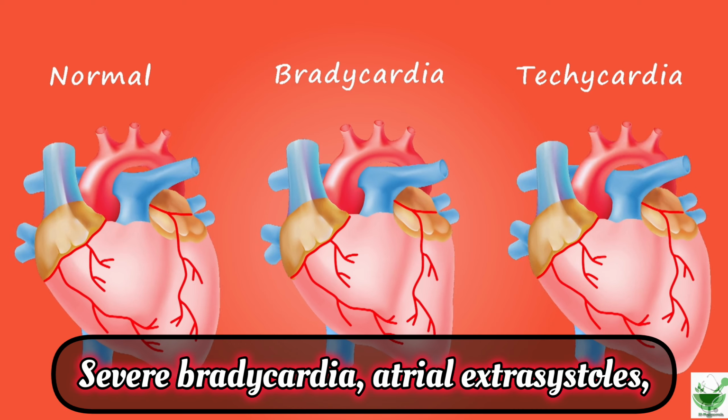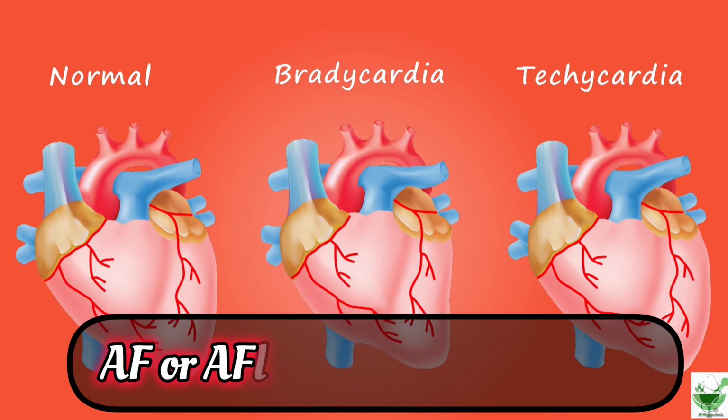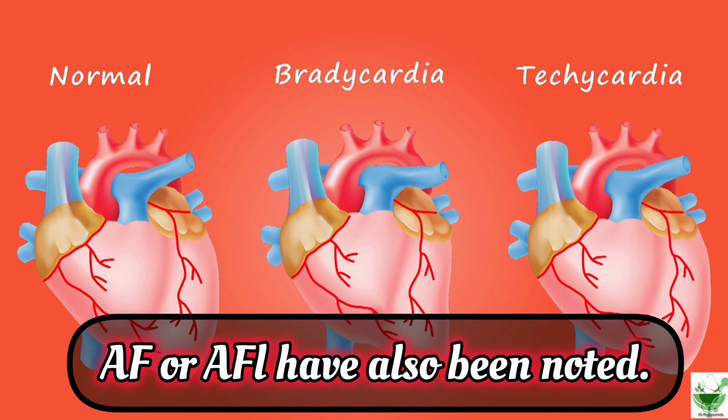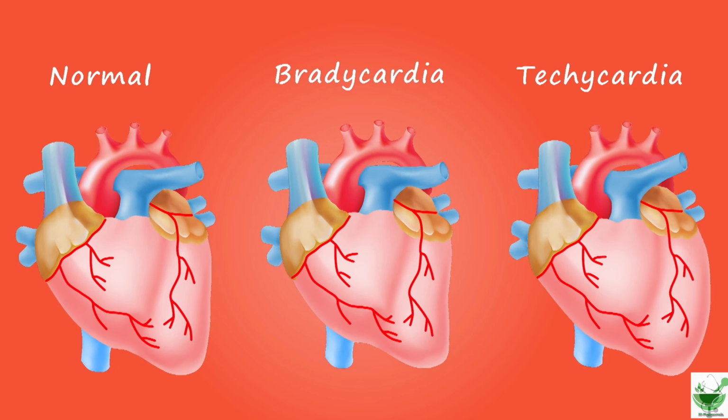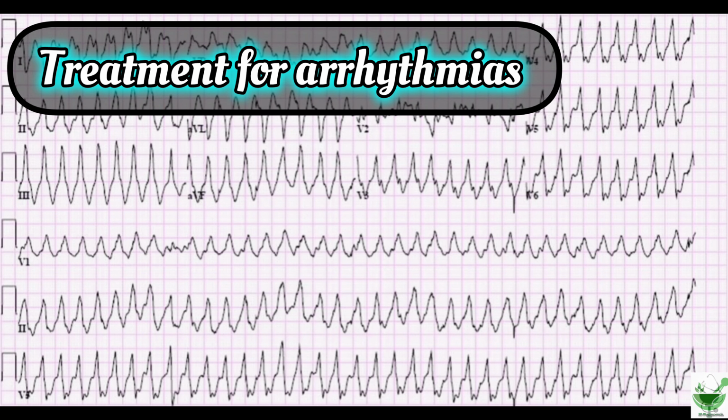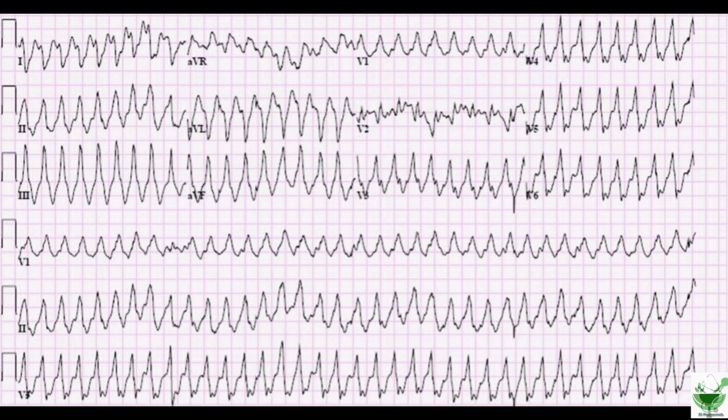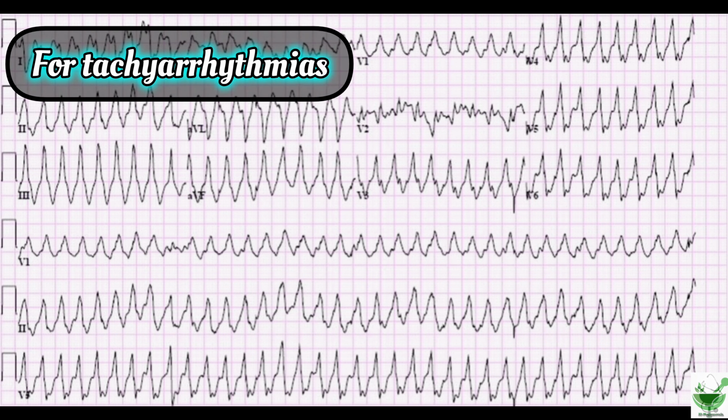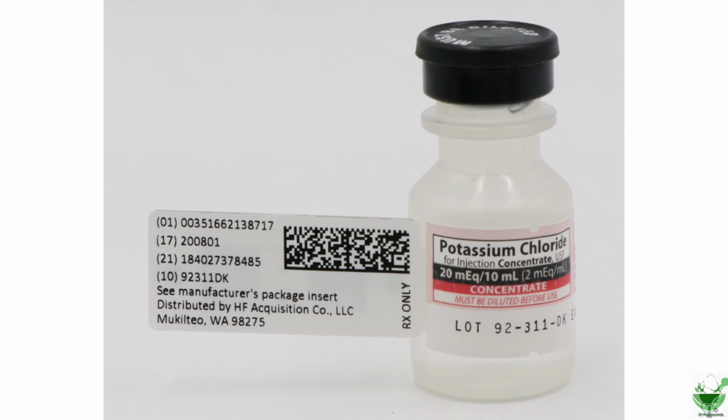Severe bradycardia, atrial extrasystoles, and atrial fibrillation have been noted. Then treatment for these kinds of arrhythmias or toxicities. For tachyarrhythmias, when caused by chronic use of digoxin and diuretics, infuse potassium chloride 20 millimolar per hour IV or give orally in milder doses.